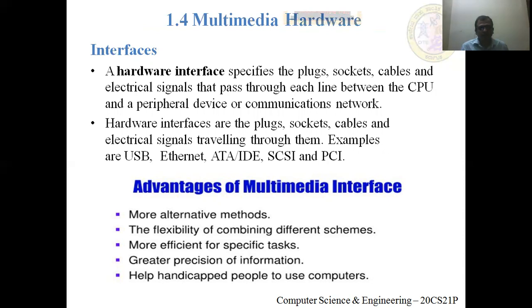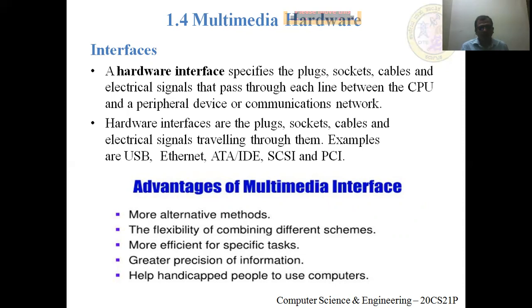The interface specifies the plugs, the sockets, the cables, and electrical signals that pass through each line between the CPU and the peripheral device or communication networks. The hardware interfaces are the plugs, the sockets, cables, and the electrical signals traveling through them. Examples are the USB, the Ethernet, ATA, IDE cables, SCSI cables, and PCI cable. That is nothing but peripheral component interconnect.